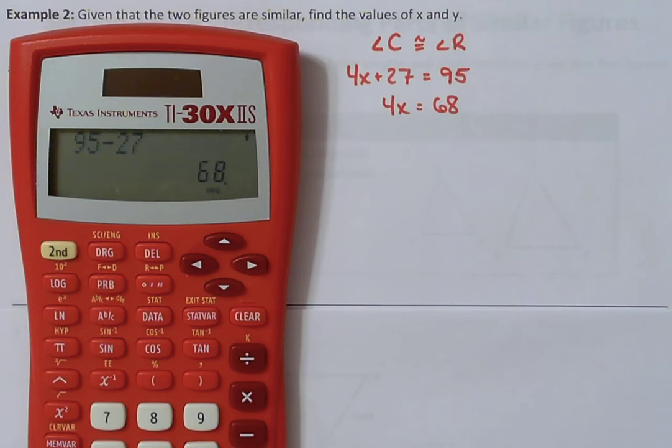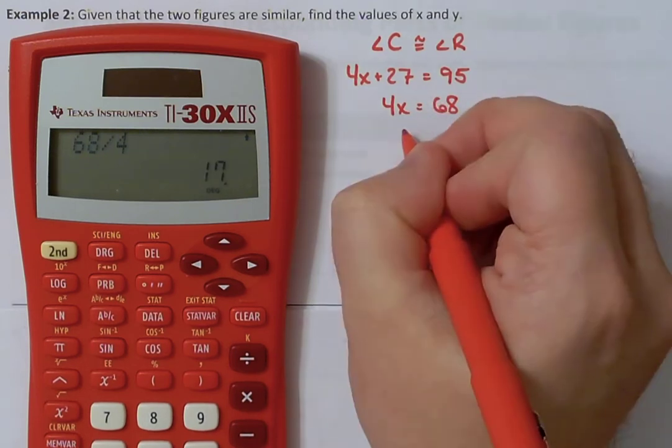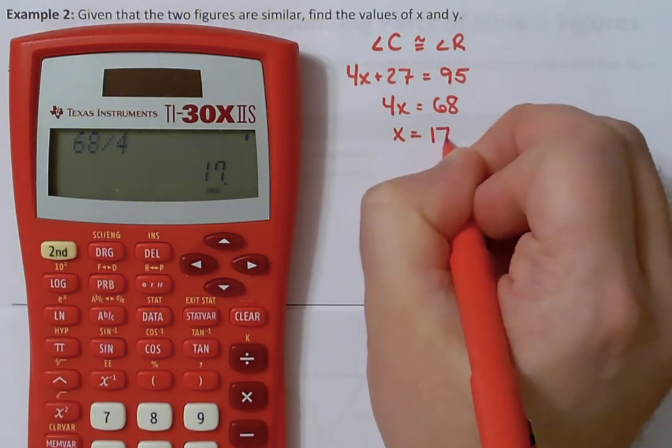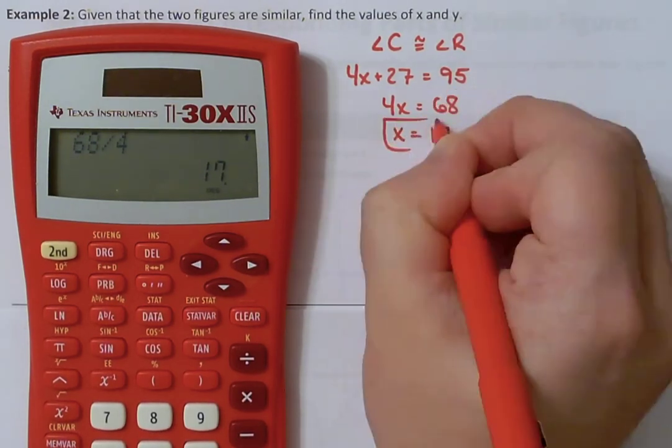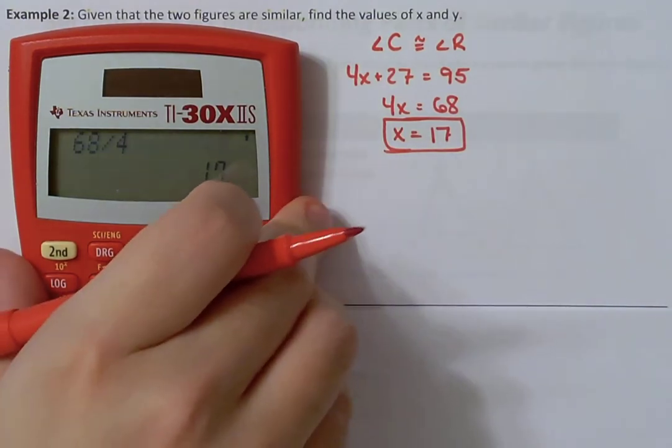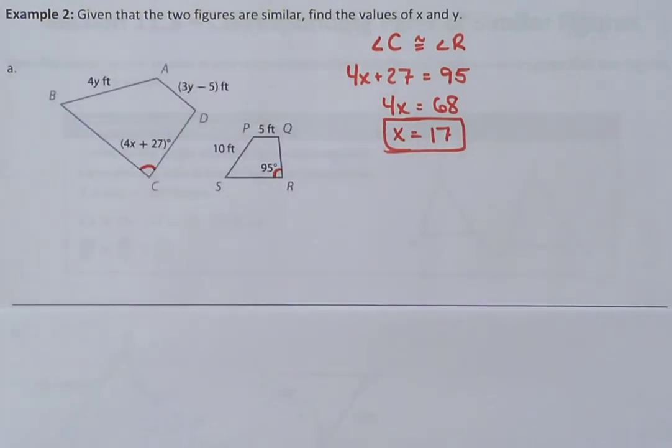And then our last step is to divide. So we're going to do 68 divided by 4. And when we do that, we get x to equal 17. And that is our answer for what x equals, for example 2a.